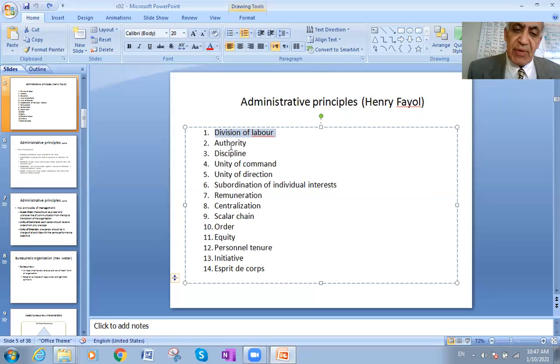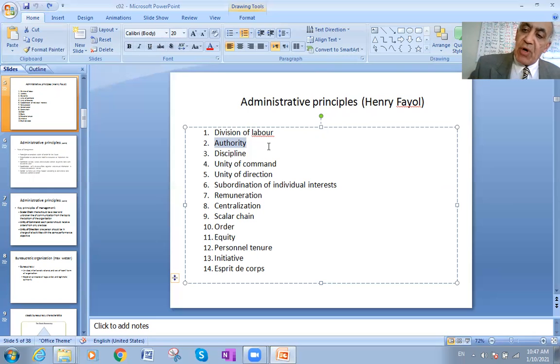Second, he talked about authority and responsibility. He said if you want the people to work, you have to give them authority, and at the same time they will have responsibility. They are a double coincidence, exactly like a coin. It has one face and another face. One face is the authority, and the other face is the responsibility.